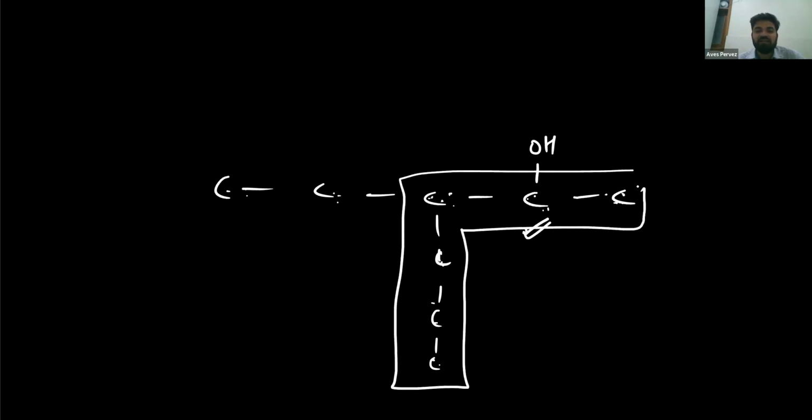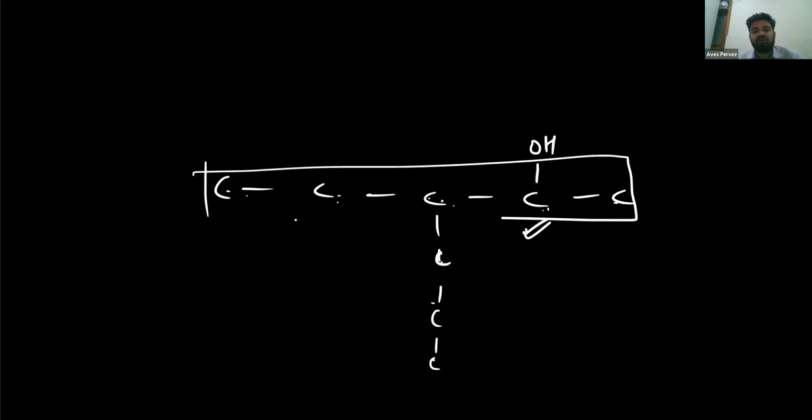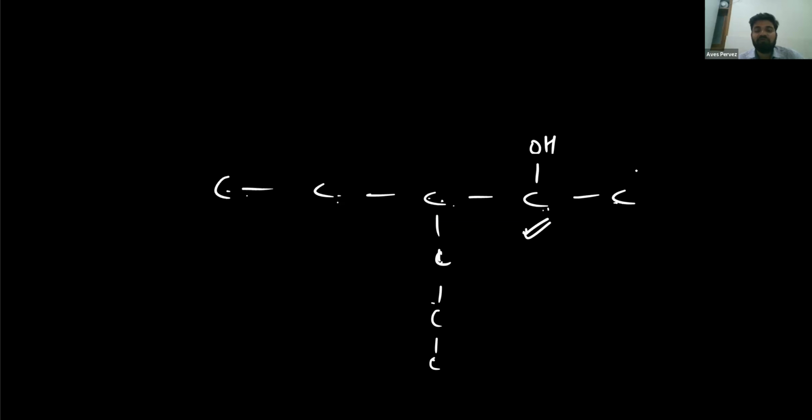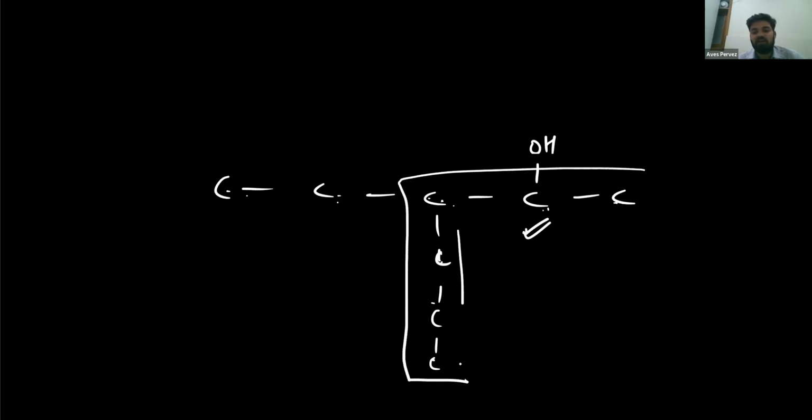Because if you select it this way, you will get 6 carbon, the maximum number of carbon. But if you select it the other way, it is going to have only 5 carbon, so this will be incorrect. You have to select the longest carbon chain including the functional group. Got it? Next, the numbering should be done in such a way that the functional group gets the lowest possible number.